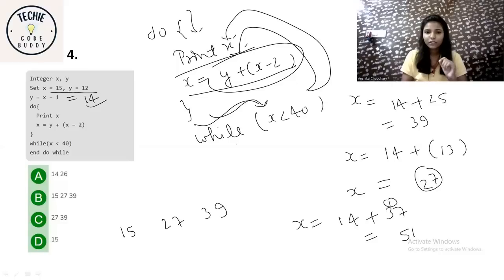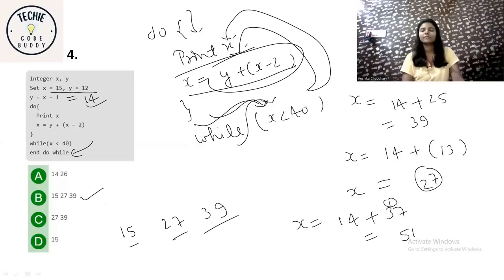Now check the while loop condition whether 51 is less than 40 or not. No, 51 is greater than 40. So the condition is false here now, and we will end the do while loop. So what will be the output of it? 15, 27 and 39. So this option is correct here.